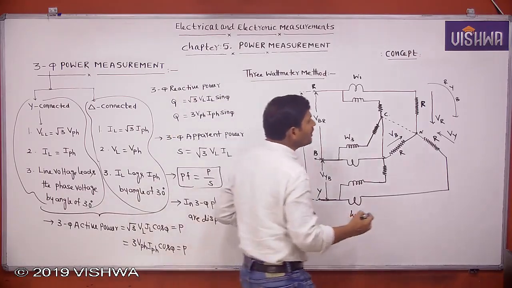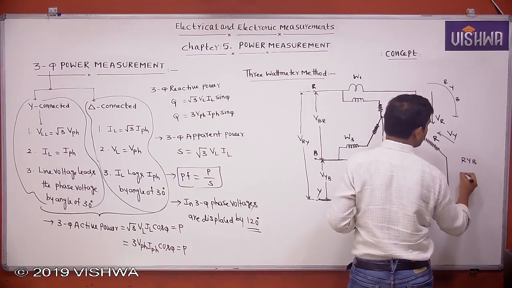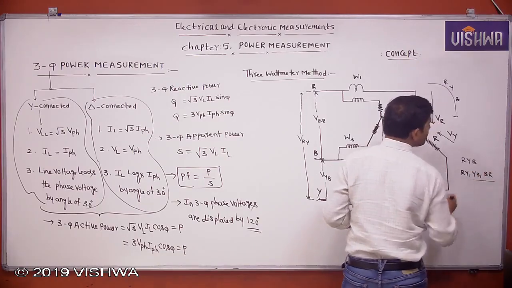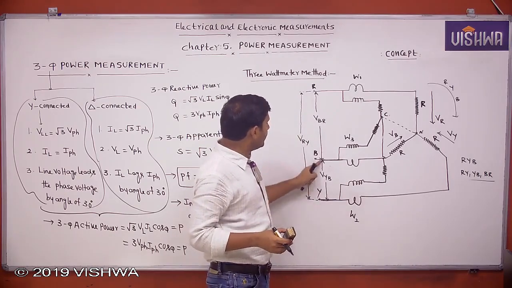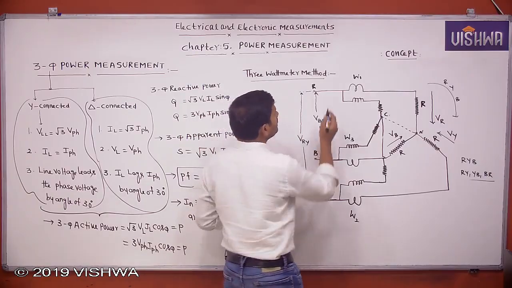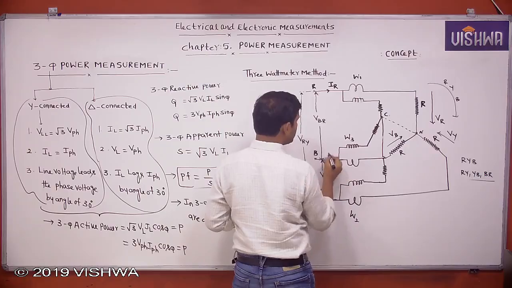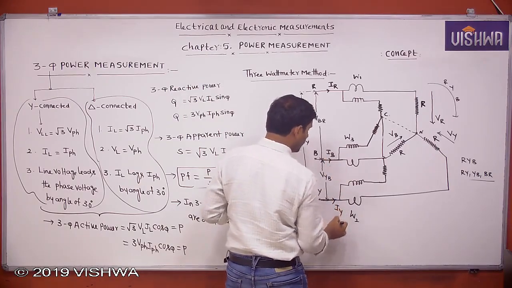In the RYB phase sequence, I am assuming that, you take RY, YB and BR. That's why RY, YB, BR. Now, let this current be IR, this current IB, and this current IY.